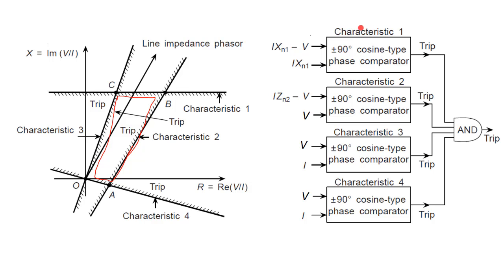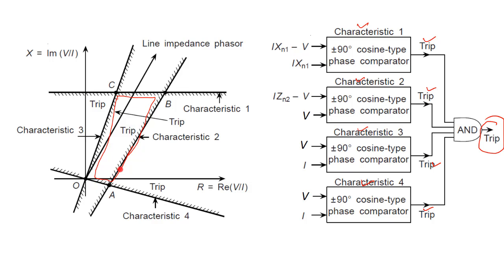Now, this is characteristic 1 which is the reactance relay, this is characteristic 2 which is the angle impedance relay, characteristic 3 is the directional overcurrent relay with MTA minus theta 1, and characteristic 4 is the directional overcurrent relay with MTA equal to theta 2. Now, all the trip outputs of these 4 comparators are passed through the AND gate, and the final trip output will give us the characteristic of this special type of quadrilateral relay.